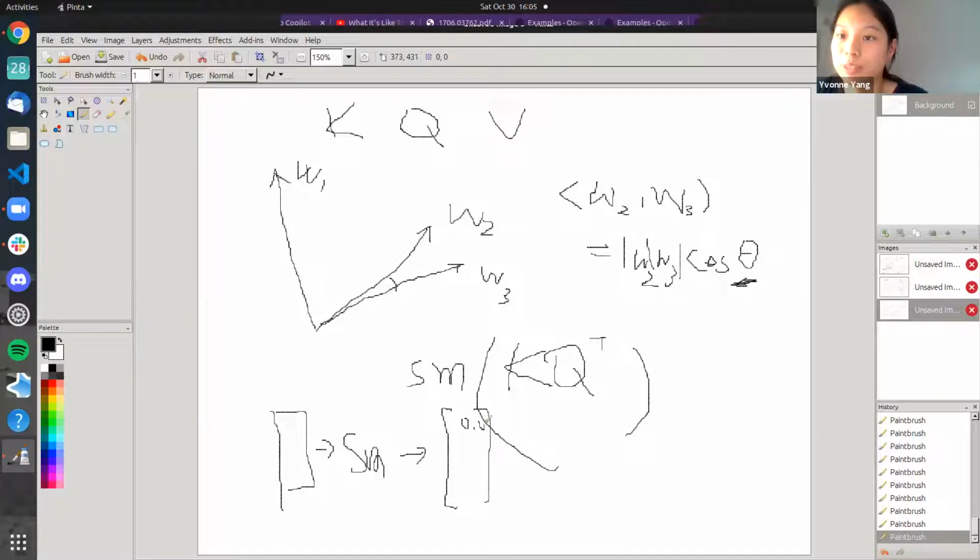So maybe this is 0.6, this is 0.1. Oh, my writing is horrible. You get the idea. So then one of them will be really, really big, and then all the others will be small. But they're all continuous numbers in the range from 0 to 1.